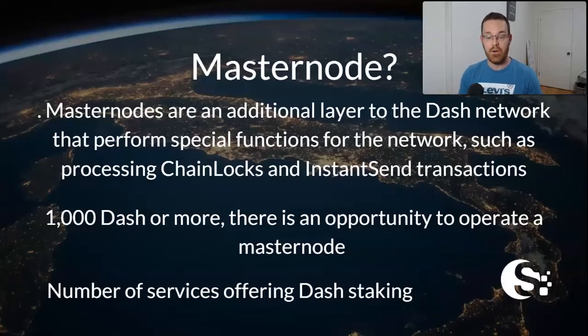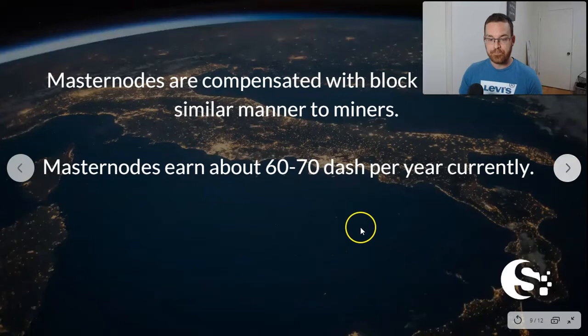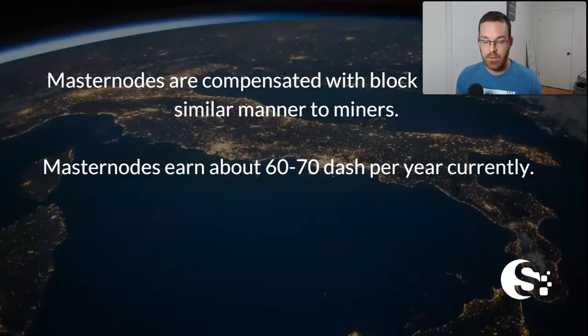So not impossible if you want to invest. One thing you can think about is the number of services offering Dash staking as well. I'm going to talk about that a bit later on, but you can partially contribute to a masternode. I've been looking into that, so it's something to keep in mind. Masternodes are compensated with the block rewards in a similar manner to miners, and masternodes earn about 60 to 70 Dash per year currently.